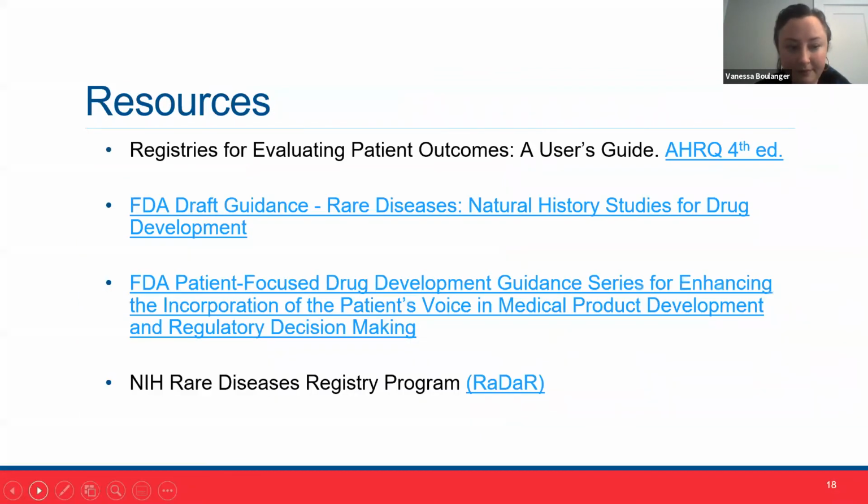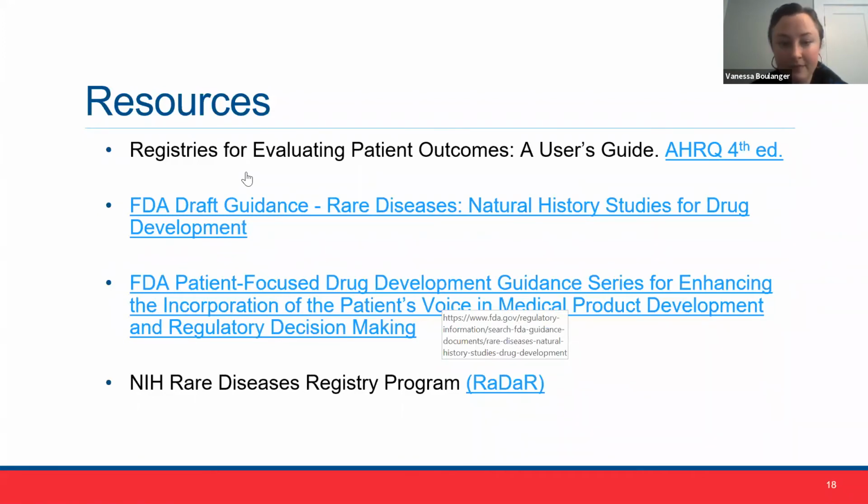Next slide. And then these are just some additional resources that I find to be really useful. So the AHRQ guide on registries is a very long document, but it's a very, very comprehensive document on a lot of the considerations for establishing patient registries. The FDA has put out some really great draft guidances on the use of natural history studies for drug development, and also around patient-focused drug development.